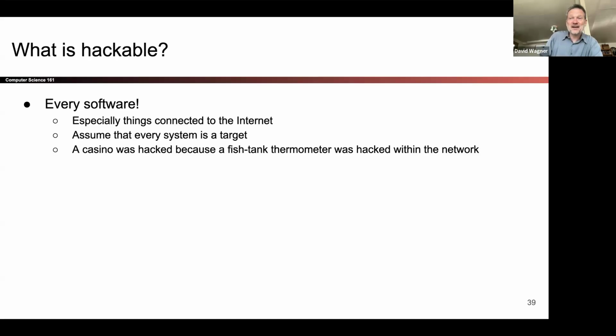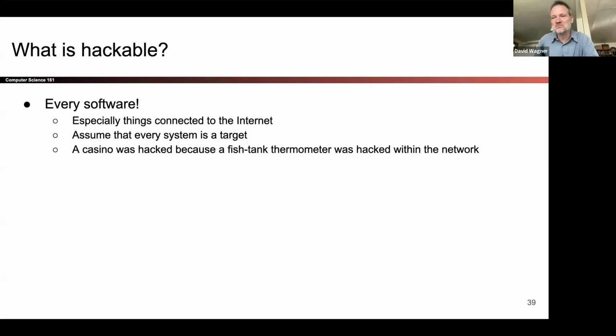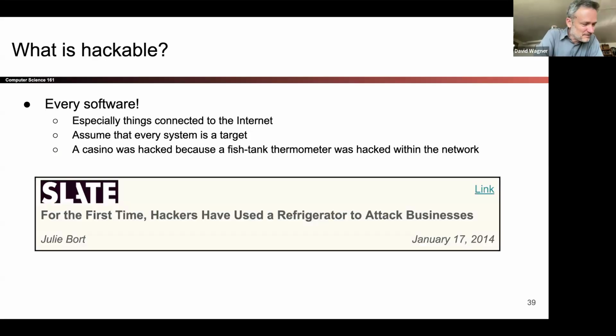And so this kind of scenario can happen a lot where one device gets hacked, and then that makes it easier to hack other devices in a company or an organization or a network. So stuff that wouldn't seem like its security really matters that much, like who cares about a fish tank thermometer with a webcam, can be a stepping stone for attackers.